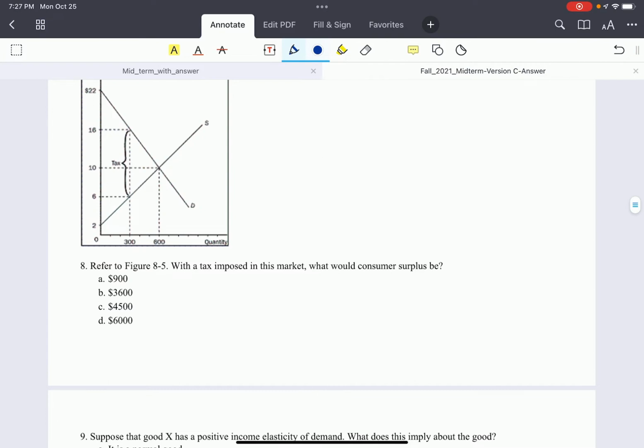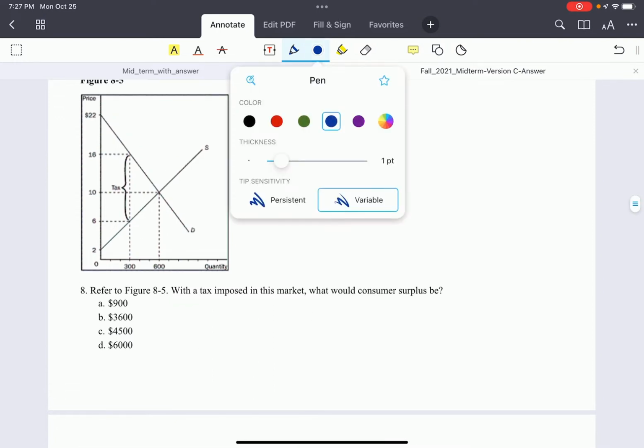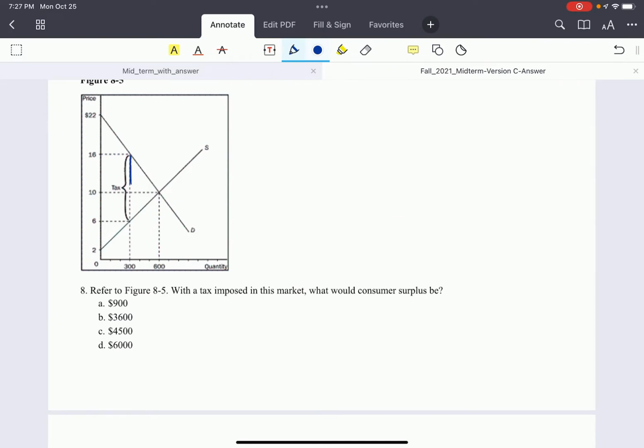Okay. With the tax imposed in this market, what would consumer surplus be? So you can see that the tax is this wedge driven between the demand curve and the supply curve. So with this wedge, the consumer would have to pay 16 and producers will just receive $6. So the consumer surplus would be just this little triangle here. So it should be 22 times 16 times 300 divided by 2, which is what? I guess it's 900.